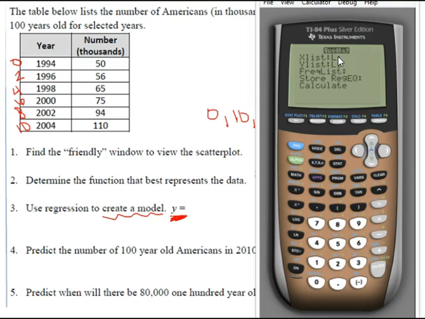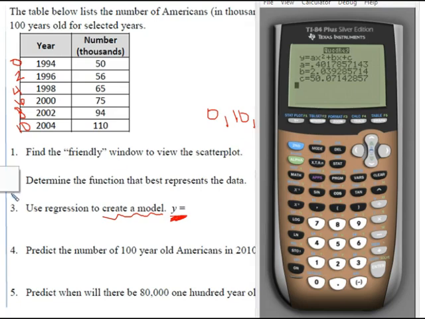Are you sure you typed in your x values in L1? Are you sure you typed in your y values in L2? I'm pretty sure we did, so let's just calculate. Alright, so we have these values. Notice how we have an x squared in there, meaning it's quadratic, and we just want to maybe round these answers and put them in A, B, and C.